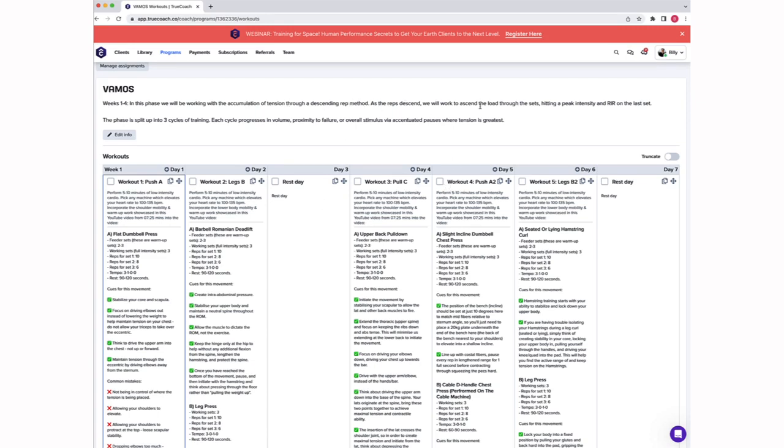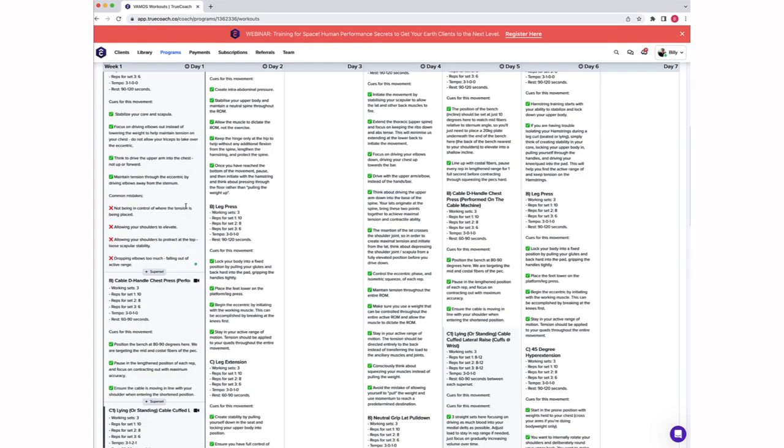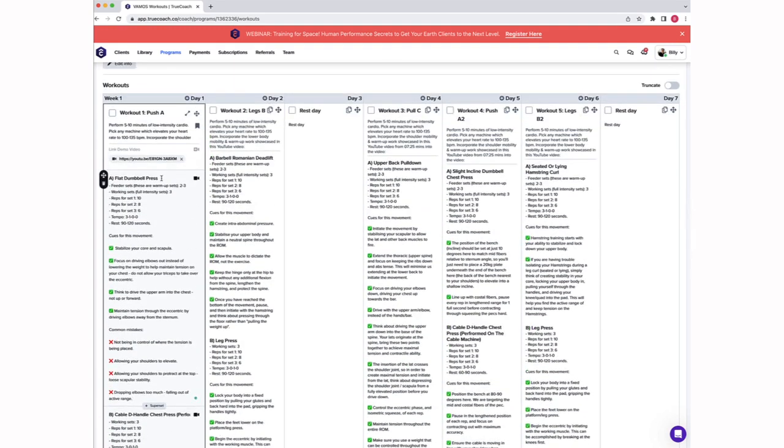And also we're looking to increase the loads throughout the sets, hitting peak intensity as we increase the load utilized in each working set as the reps descend, which I'll talk you through. This phase of the training protocol is split into 3 cycles, each cycle progressing in volume, proximity to failure in terms of intensity of working sets, and also stimulus via accentuated pause where tension is greatest. So as an example, in this week 1 session, we've got flat dumbbell press as the first movement.